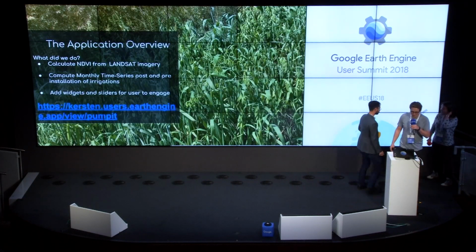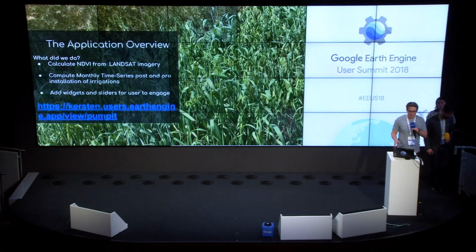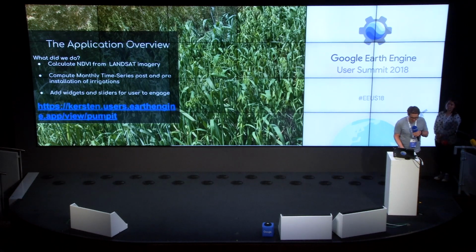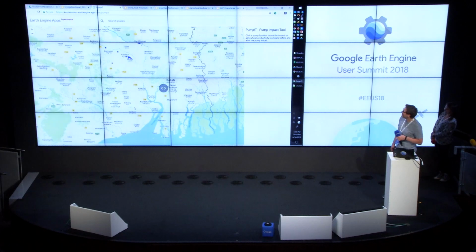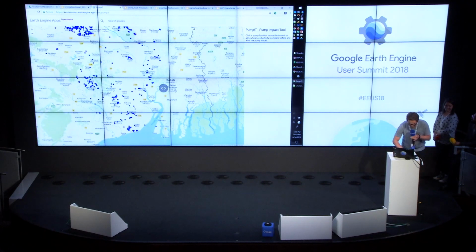OK. Our group got really excited about the new user interface features. So instead of doing a video or screenshots, we actually put together an Earth Engine app, and we're going to present it live. Exactly, what could possibly go wrong? Well, it's loading right now, so that's good.